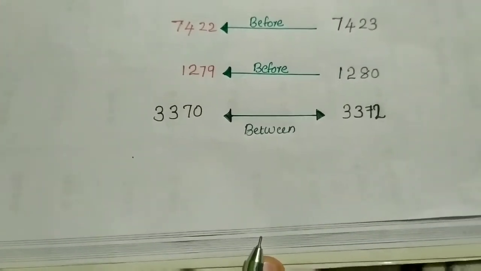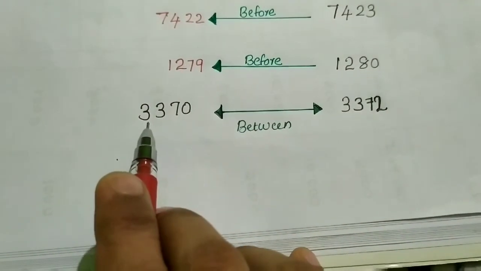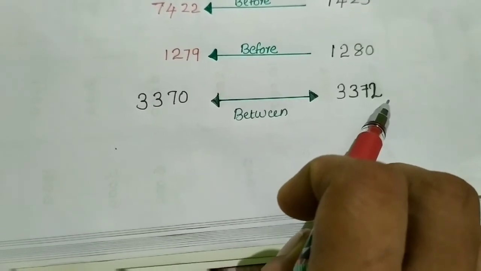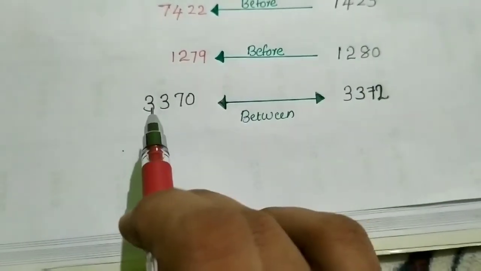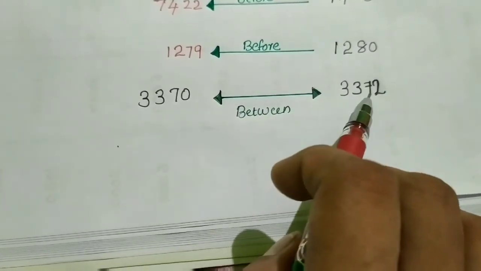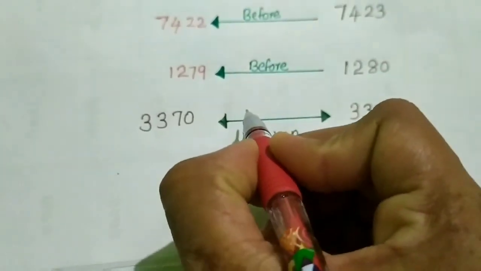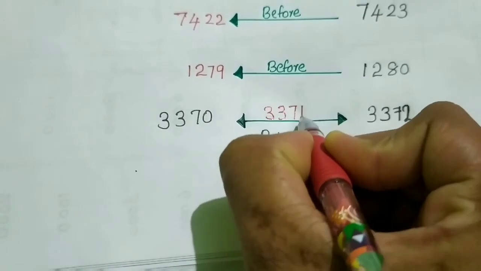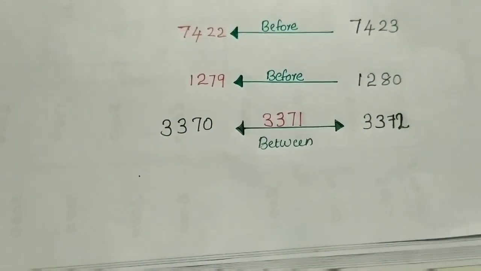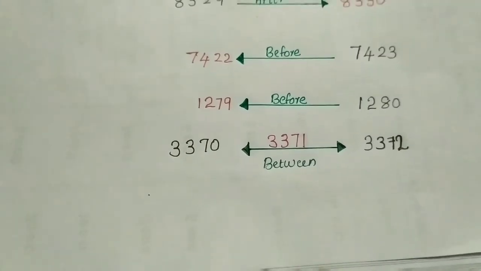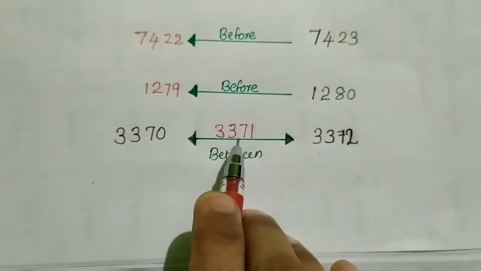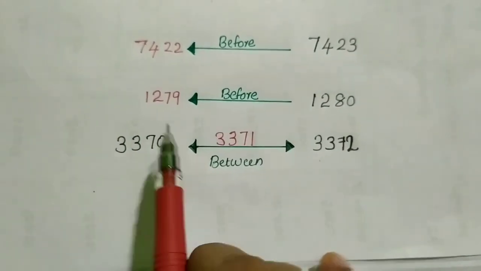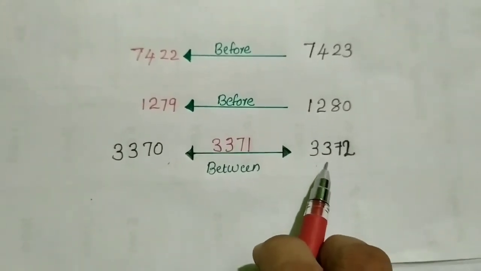Finally, we want to find the number between 3370 and 3372. The number in between 3370 and 3372 is 3371. Okay, children, I hope you understood this. The number 3371 is 1 more than the number 3370 and 1 less than the number 3372.